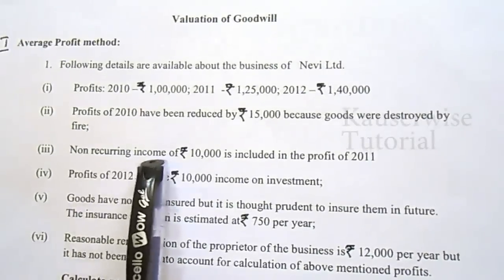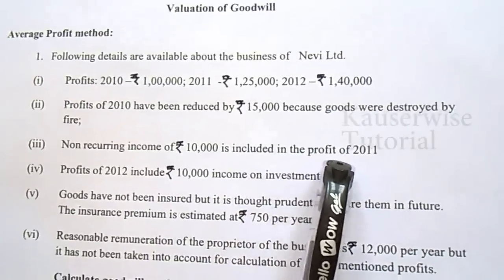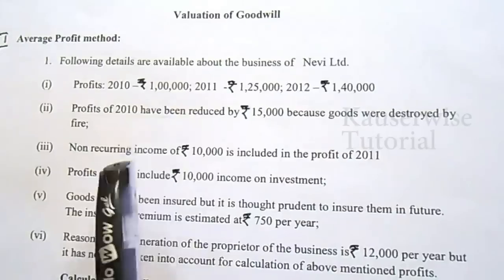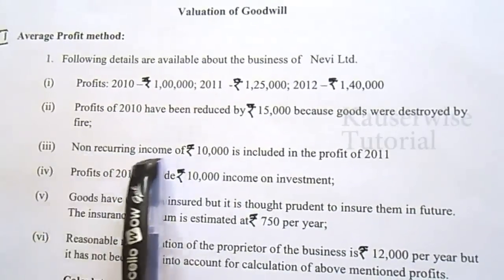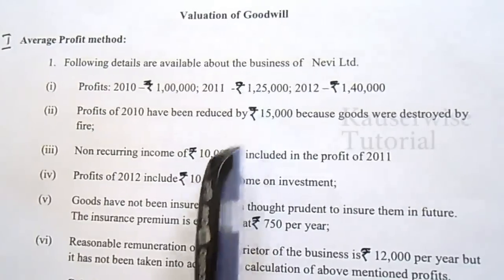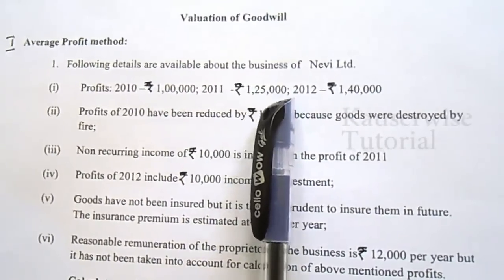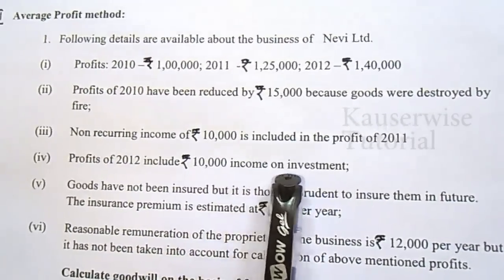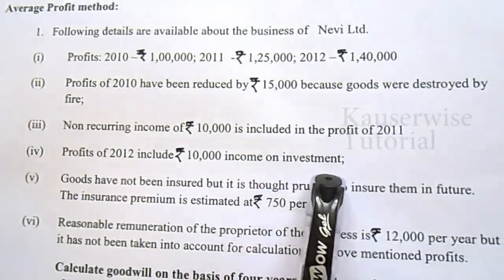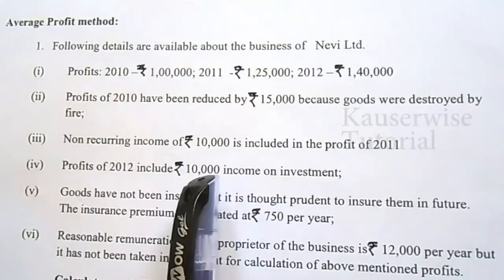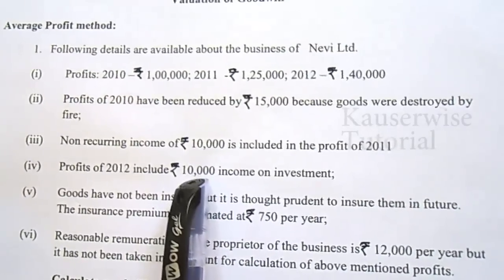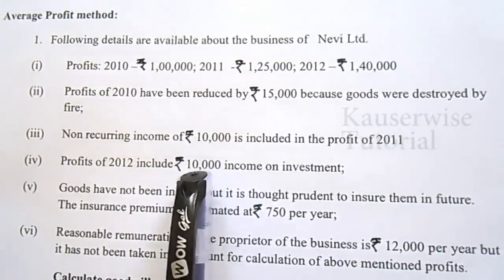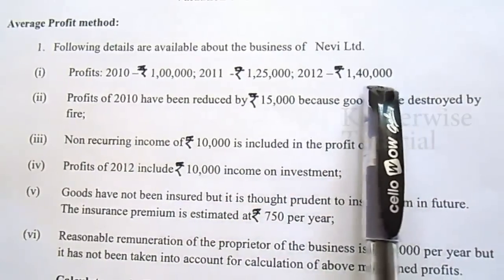Next point, non-recurring income of 10,000 is included in the profit of 2011. In 2011 profit, 10,000 rupees is included, which is non-recurring. So if there is any non-recurring income, it should be subtracted from the profit. So we need to subtract this amount from 1,25,000. And next one, profit of 2012 included 10,000 income on investment. So income on investment also is non-recurring. This income is not from the business income, so it is from other sources. So if there is any non-recurring income, that should be subtracted from the profit. So 10,000 will be subtracted from 1,40,000.